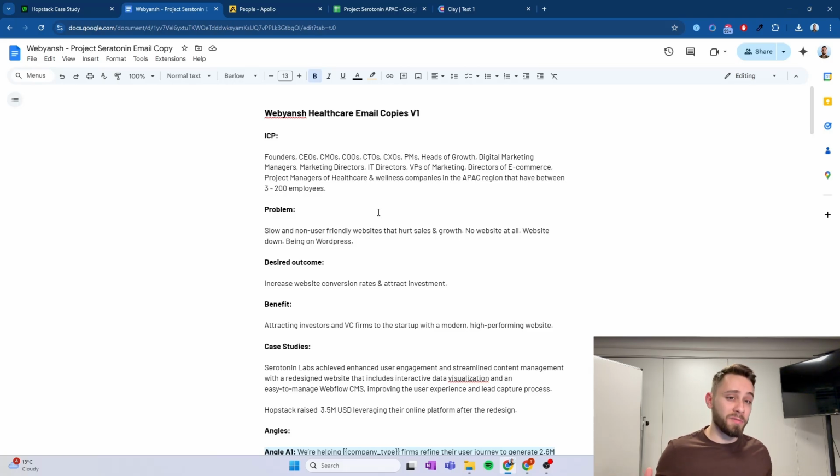And in the ICP, we've outlined founders, CEOs, CMOs, COOs, so everything that's C-suite, project managers, heads of growth, etc. Directors of e-commerce, project managers of healthcare and wellness companies in the APAC region that have between 3 to 200 employees. So because of our web dev offer, it is actually pretty easy to target a broad market, because everyone that is obviously not a large organization, like a large enterprise, will benefit from a website revamp.